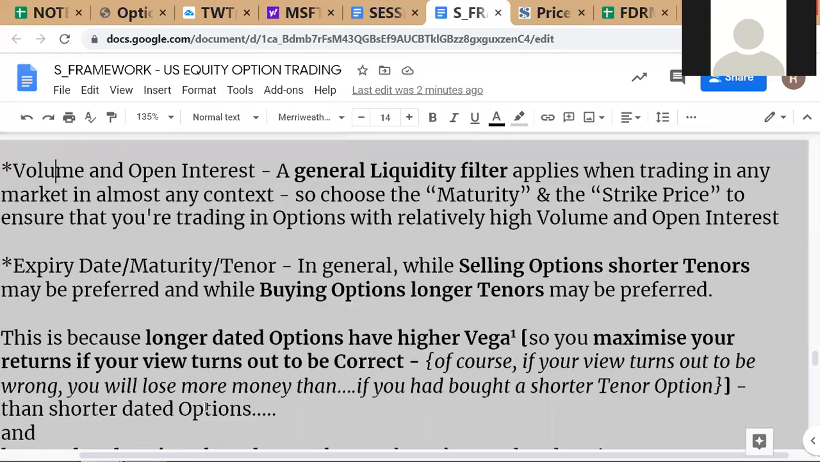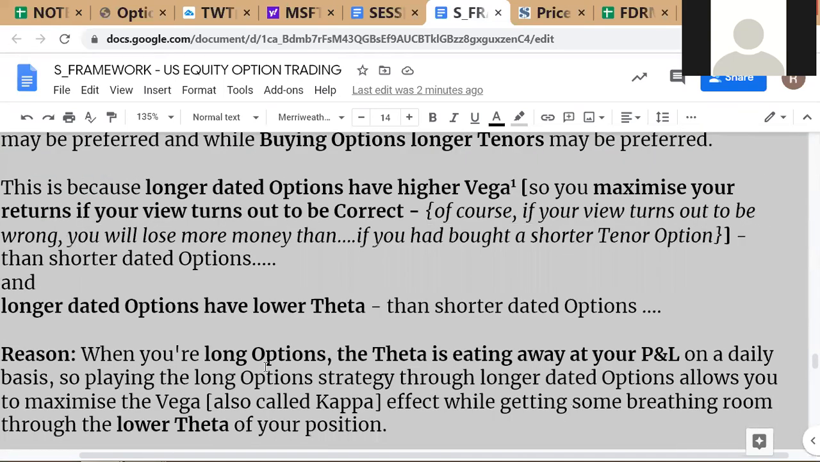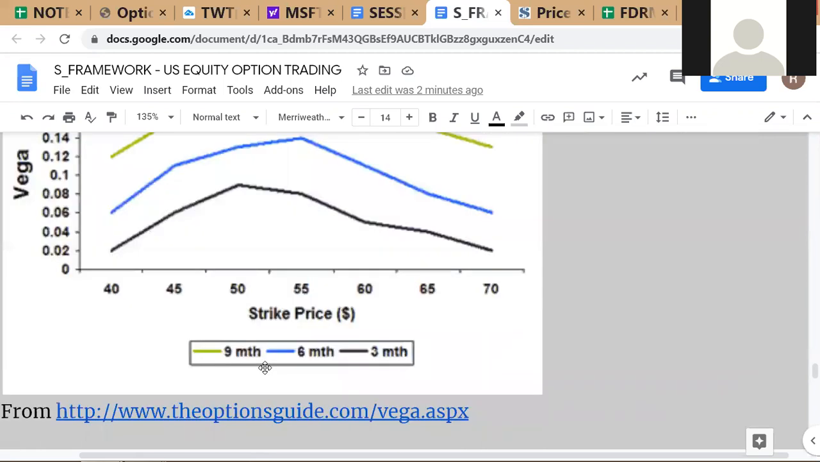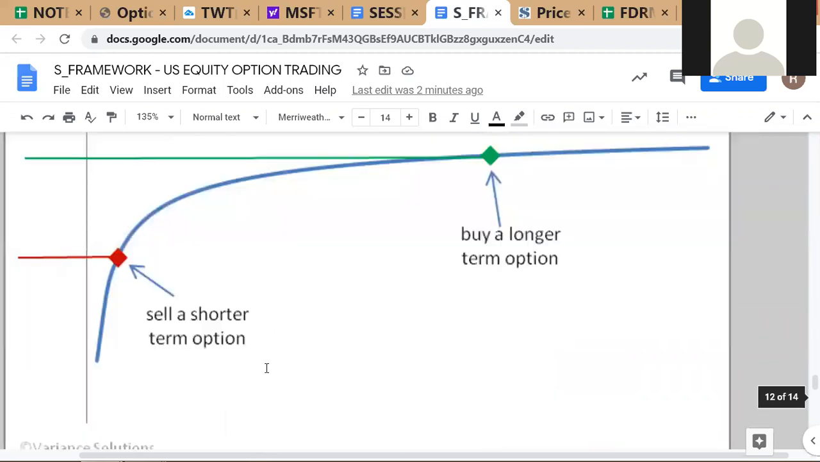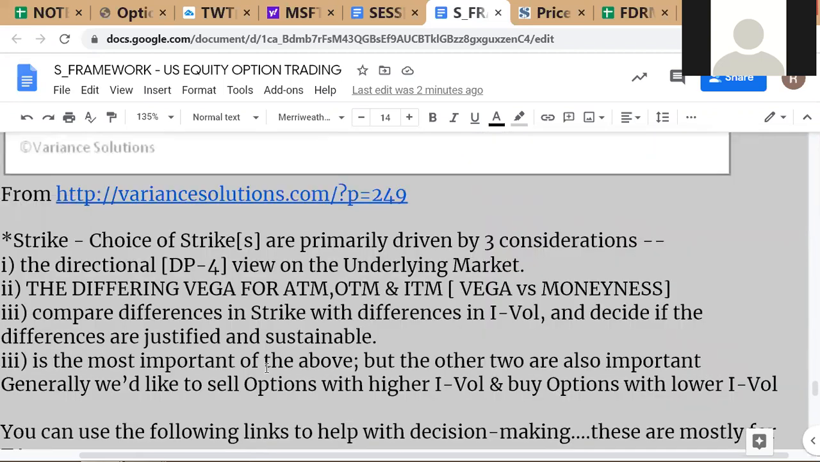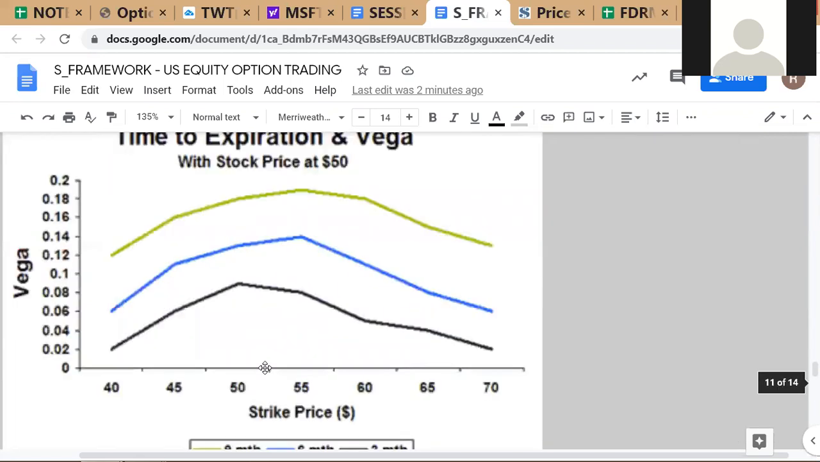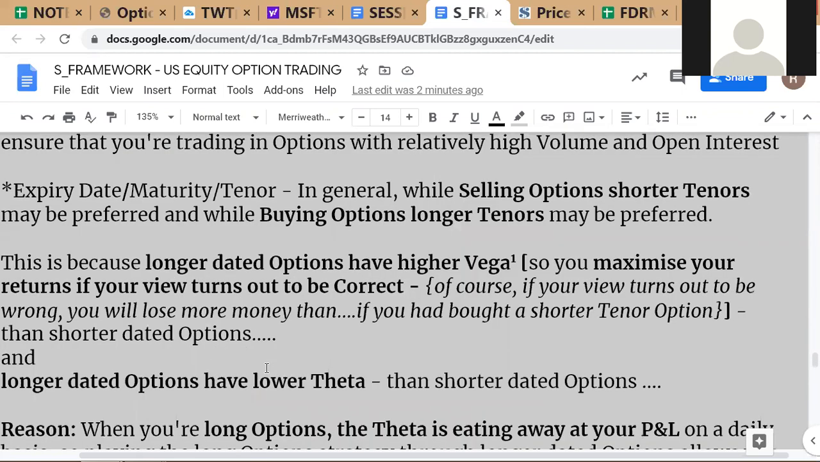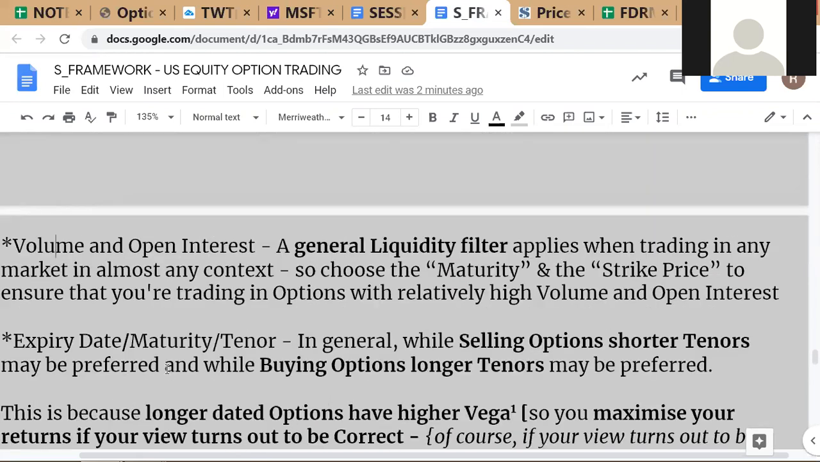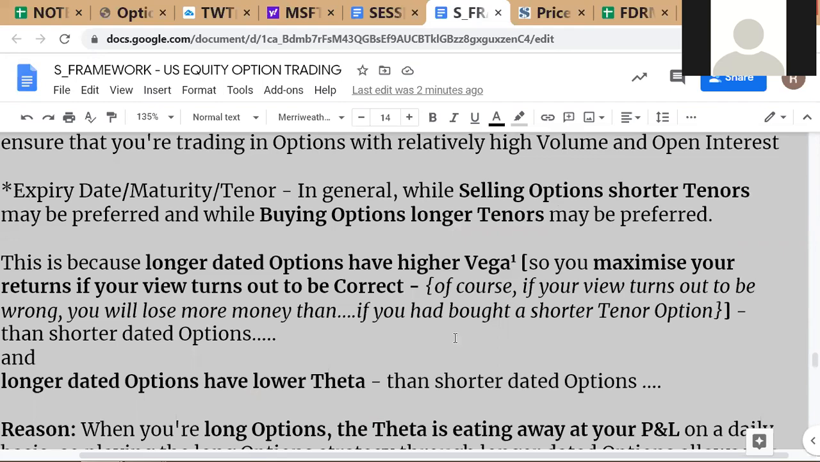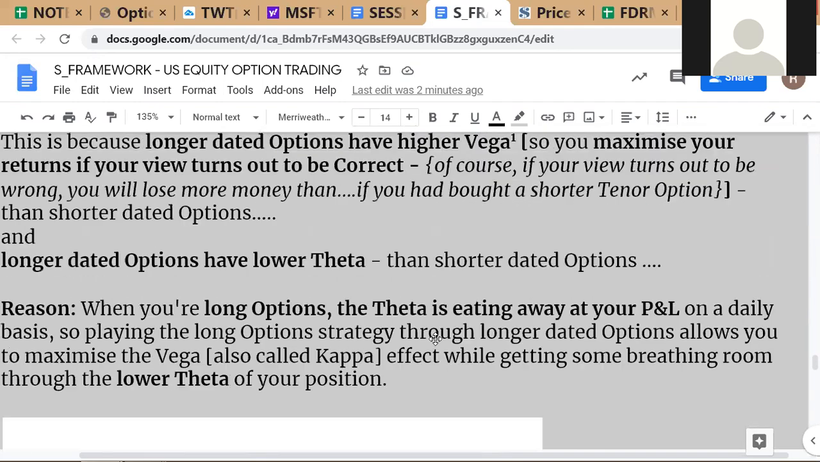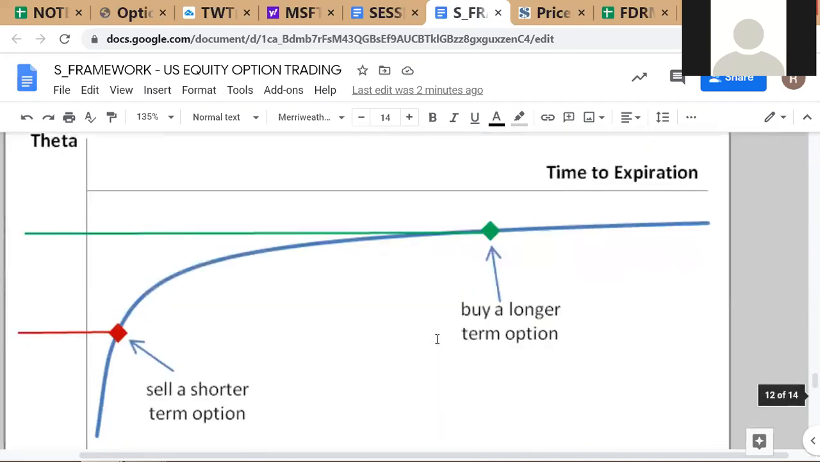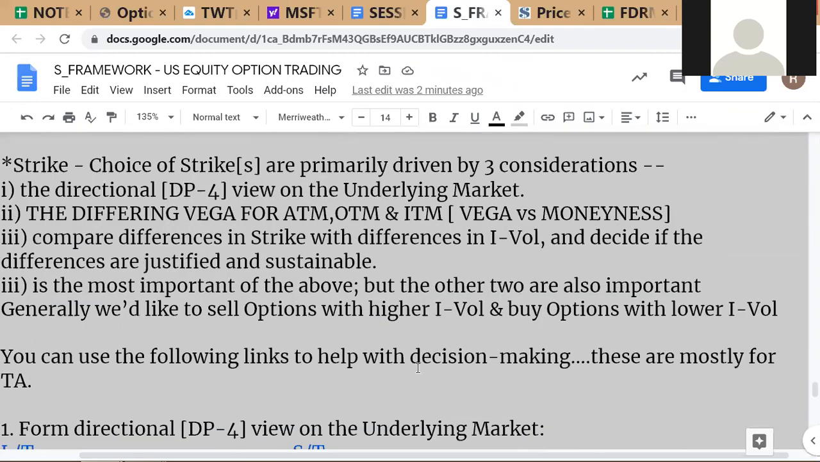The second is, let's look at the strike part. We've talked a little bit about the expiry date, volume and open interest. Volume and open interest is a general point, but let's now talk specifically about strike, because in the case of choice of strike there is some element of decision.